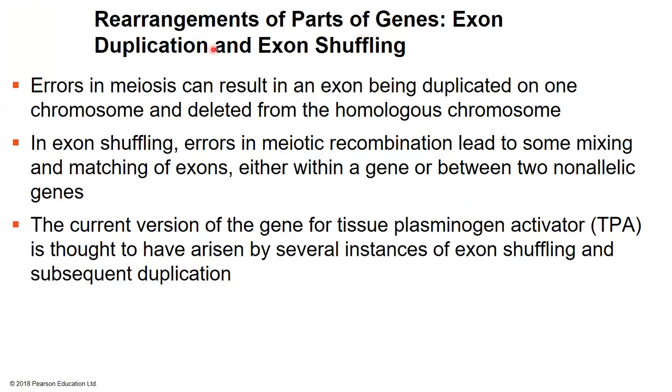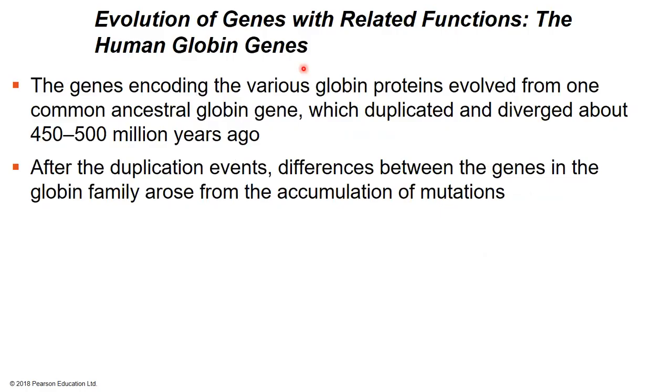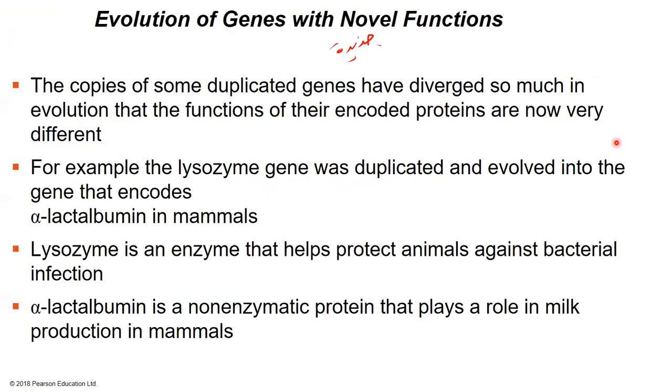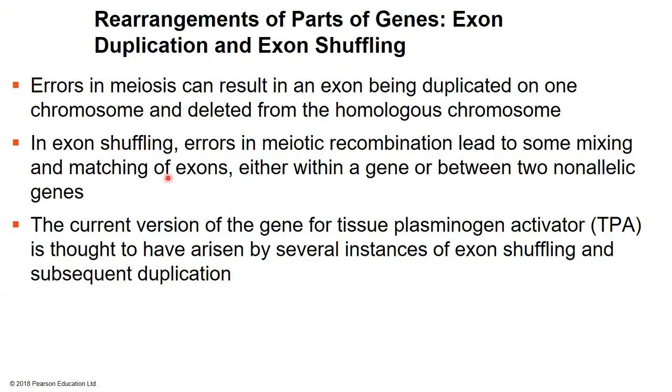And this exon duplication and shuffling could also happen by the same mechanism we explained here that resulted in gene duplication. So here we're talking about the same mechanism, errors during meiotic recombination might lead to exon duplication and exon shuffling, or mixing and matching of exons. Okay, this is what is meant by shuffling, mixing and matching. Shuffling خربط.